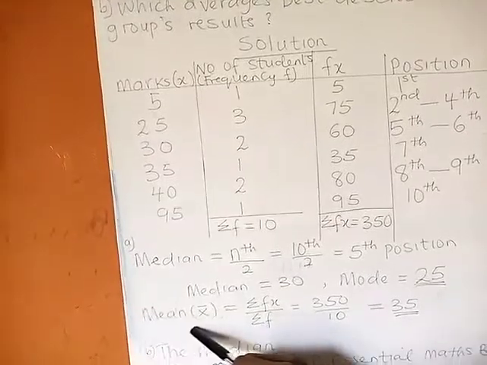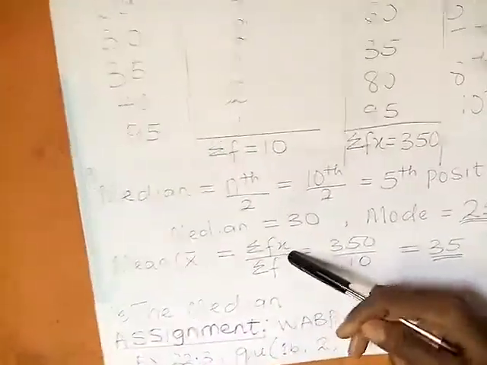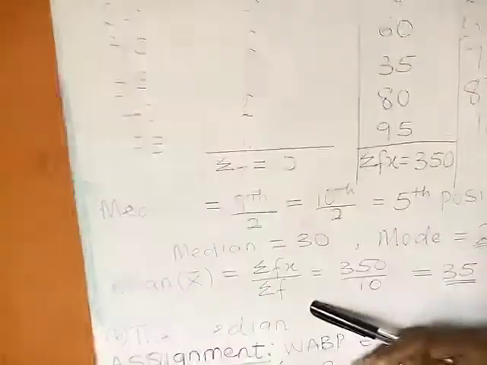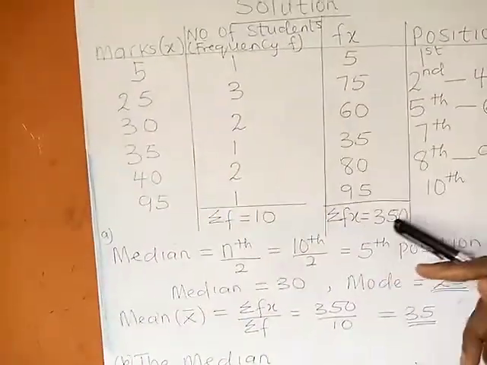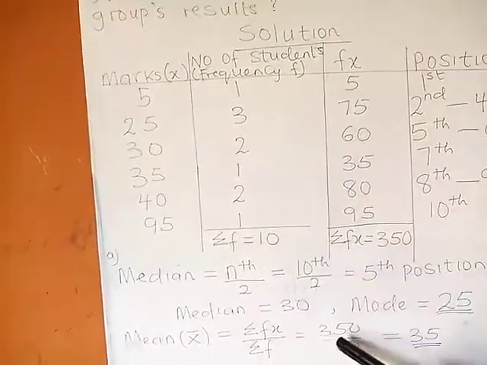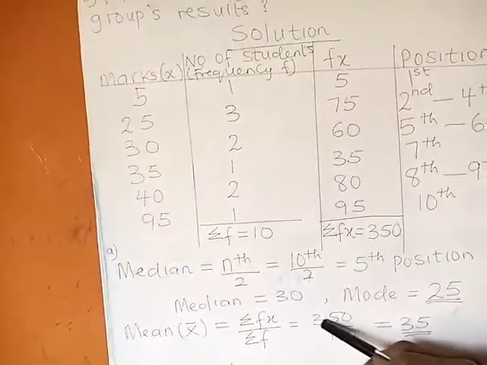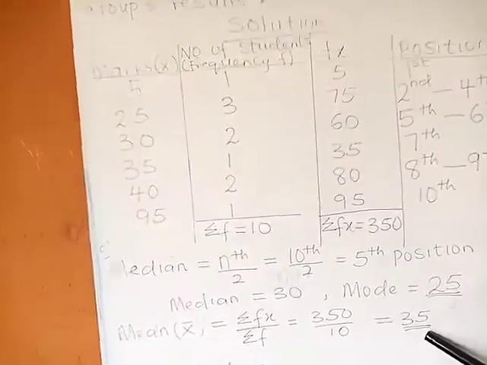Now let's look at the mean. This is the formula: x bar equals summation fx over summation f. We know our summation fx to be 350. Then we know our summation f to be 10. So 350 divided by 10. 0 will cancel 0, and we'll be left with 35, which is our mean.